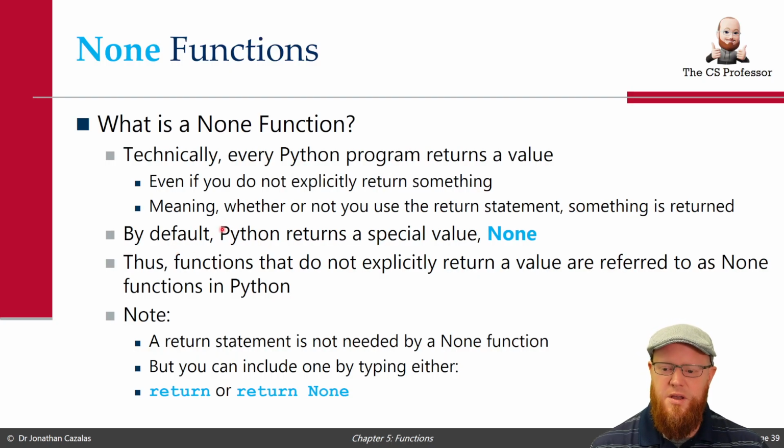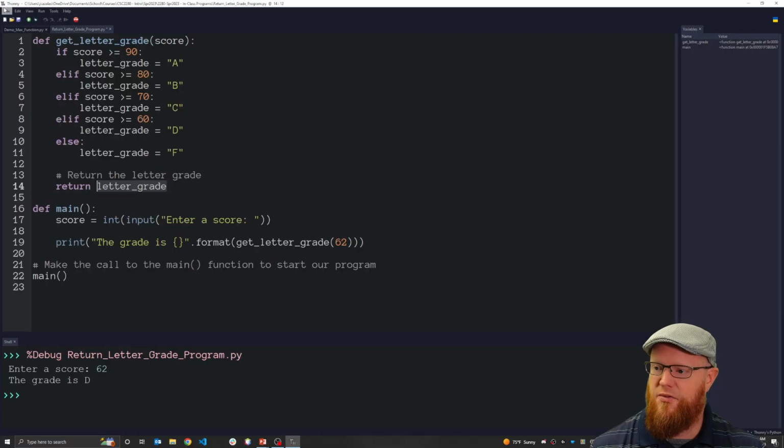Well, in fact, every Python function returns something. So if you don't explicitly type the return keyword and return a string or an integer, what happens is Python returns a special value called none. Thus, functions that do not explicitly return a value are called none functions in Python. So a return statement is not needed for a none function.